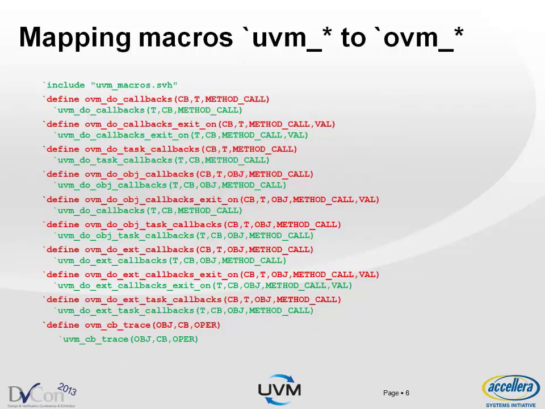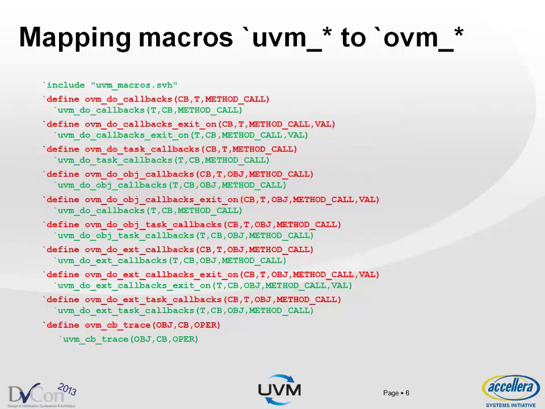If you look at what's required to enable this compatibility layer, there are a few things you need to do. The first thing, of course, is you have to map all the macros. So you have to map the tick UVM to tick OVM. If you look at some examples, we define all the macros back, and all they do is call the UVM macros. For example, OVM do callback was just calling tick UVM do callback. So OVM do callback exit on calls the UVM one. And if there is any compatibility issue, if they change any of the arguments or anything, we can hide it in our OVM version of the tick define.